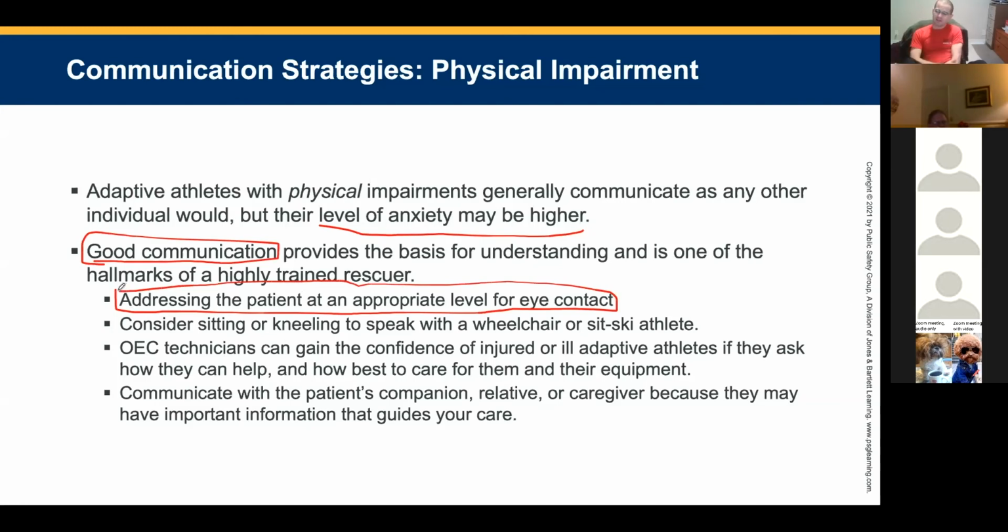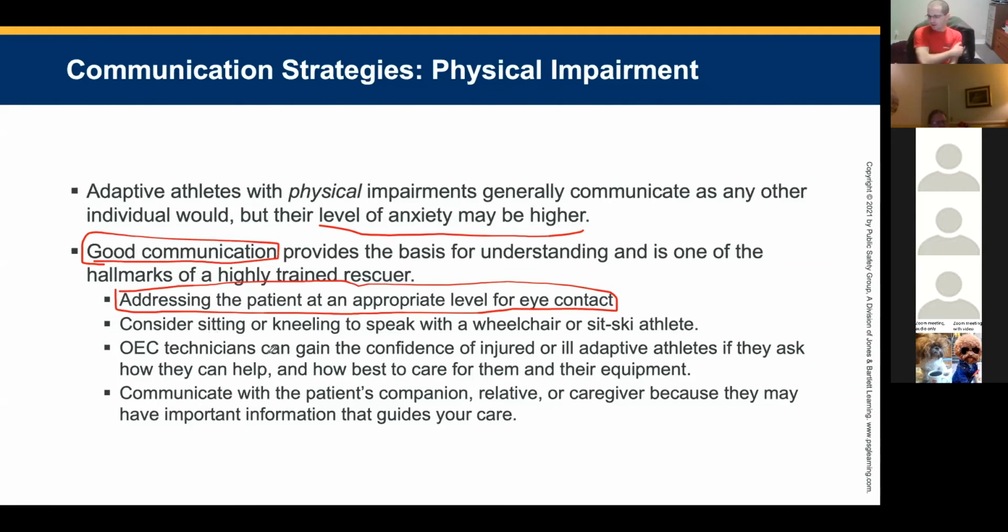One of the things I don't like to do is stand over a patient. I feel like I'm talking down to them. So I would say, not just for physically or mentally impaired individuals, but for all individuals, consider getting down to their level in order to talk with them.